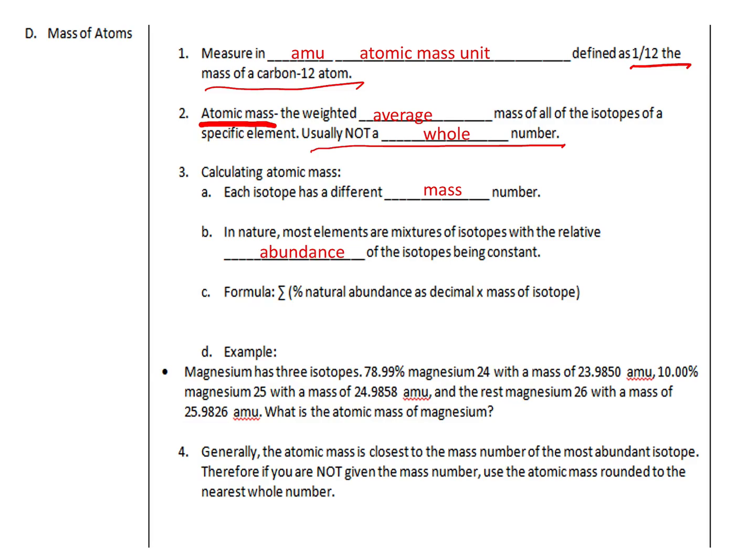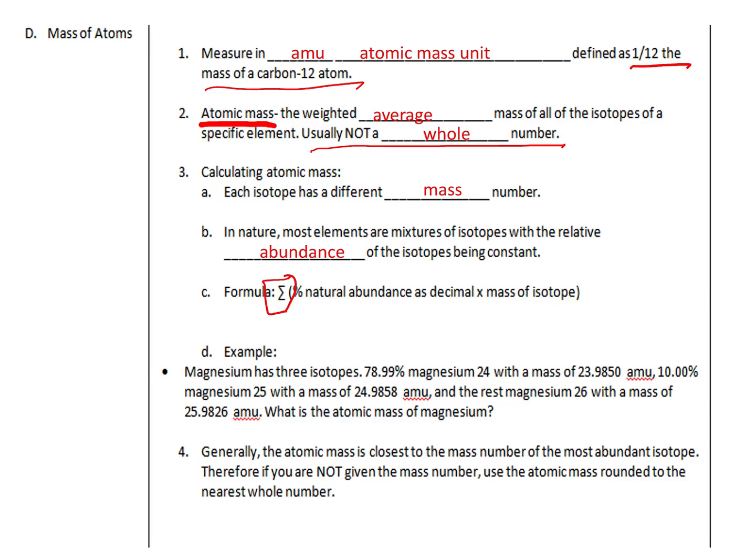So to determine the average atomic mass for an element, the formula is this little sigma thing, which is the sum of the percent natural abundance as a decimal times the mass of the isotope. And so to do these kinds of problems, we'll work this one together. I'll do it over on the side here.